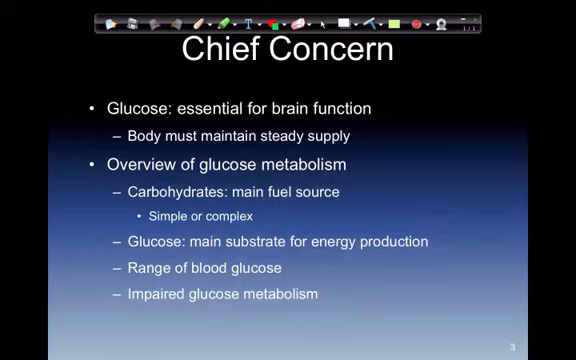A range of blood glucose levels, while we're talking about this, is about 70 to 80 milligrams per deciliter. High normal is 120 to 140. Blood sugar over 120 to 140 is considered elevated. Patients can have transient versions of this, with blood sugars over 180, due to impaired glucose metabolism.